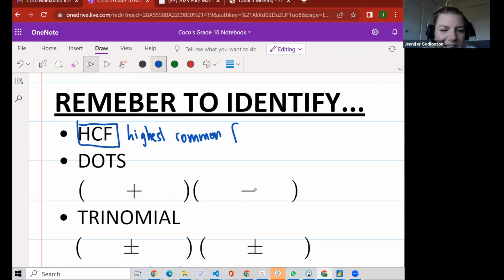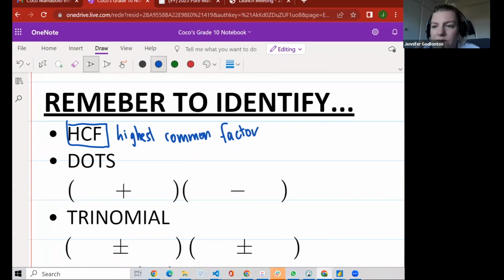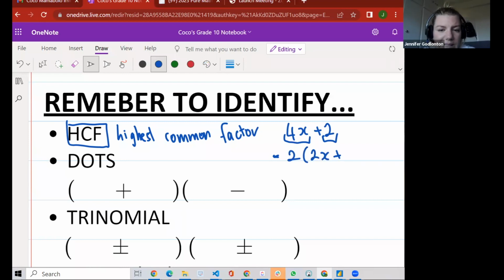Okay. Highest common factor is always the first thing we look for when we're doing any kind of factorization. It helps us take the first step out. So as an example of taking out a highest common factor, if I had, let's say, 4x plus 2, and I wanted to take out a highest common factor, I could see that 2 can go into both of those terms. So I can take it out as a highest common factor, and I would be left with 2x plus 1. So that 2 over there would be your highest common factor outside of the brackets.